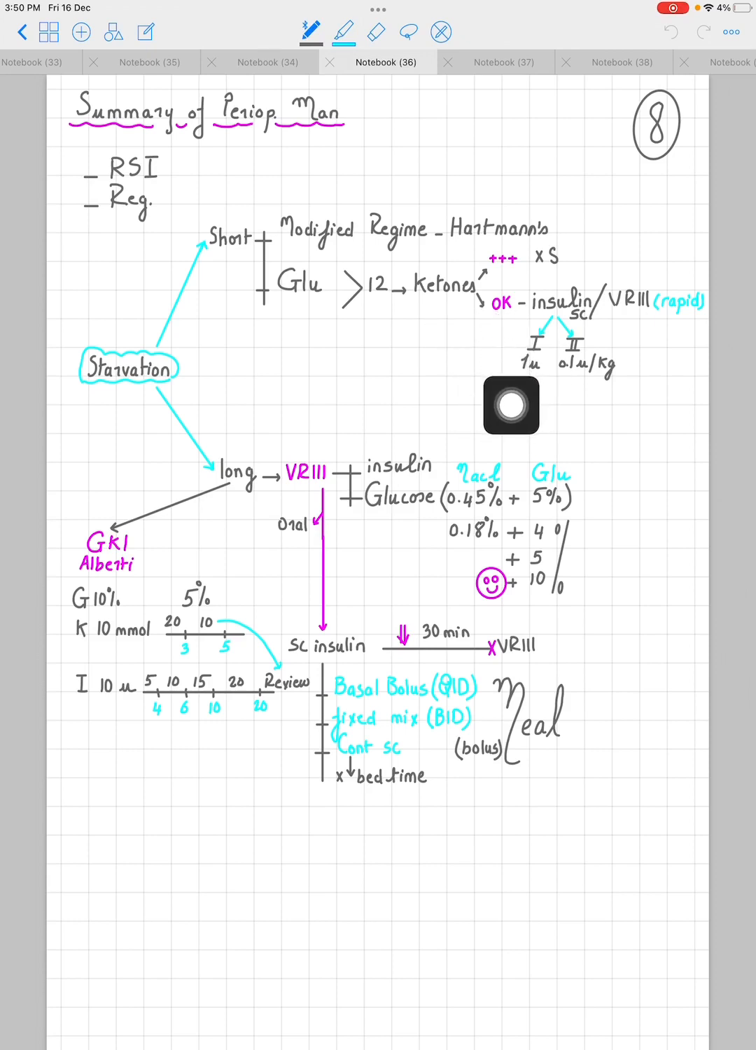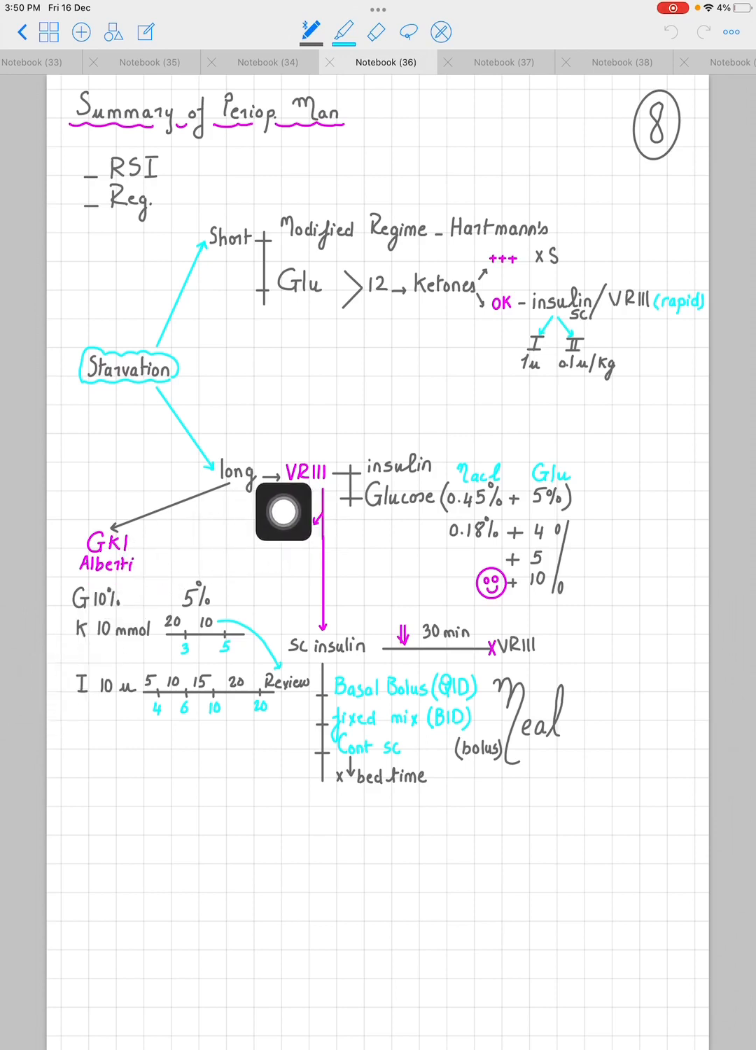If type 1, give 1 unit. If type 2, give 0.1 unit per kg. If you are in a hurry, you can start using the VRIII. If the starvation is long starvation, then you have to go to the VRIII. An alternative to the VRIII, we said it is the GKI or the Alberti, and we have discussed how to do it with glucose 10%, and you add the potassium and you add the insulin.